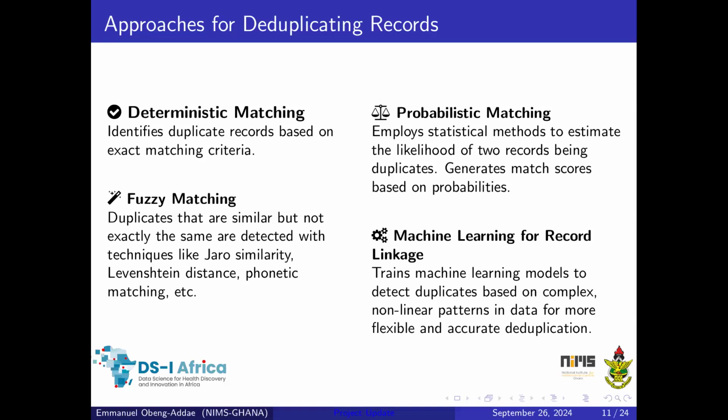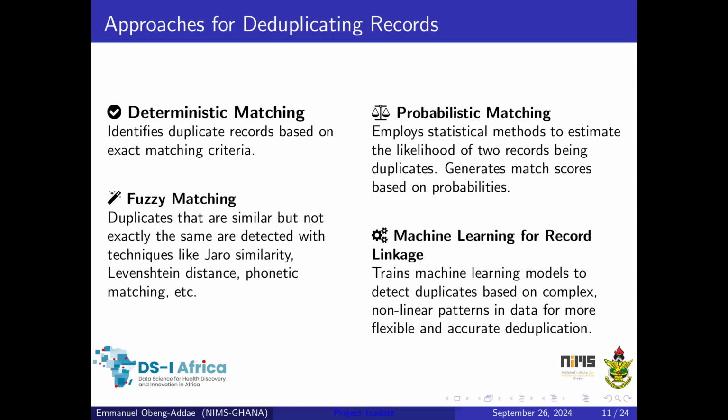So now the next approach is what we call probabilistic matching. And this will be the mainstay for the rest of our presentation because that's what Splink is based on. With this, it employs statistical methods to estimate the likelihood that two records are duplicates. What it does is that it generates a probability value that shows the extent to which those two records should be seen as duplicates. I'll go more into probabilistic matching in the subsequent slides.